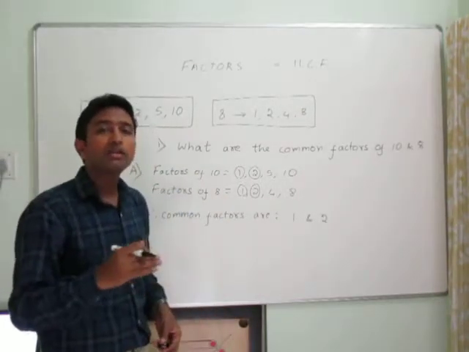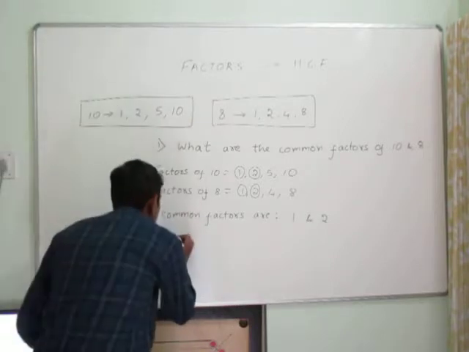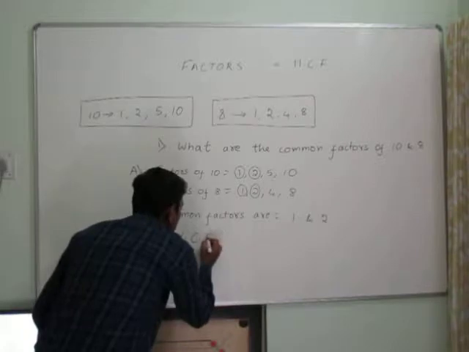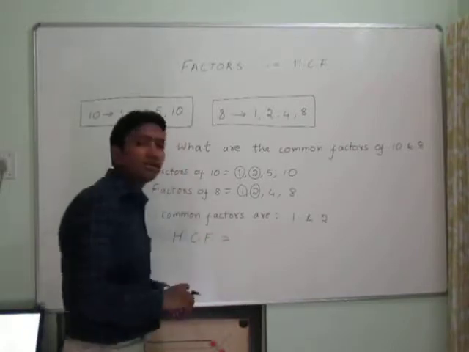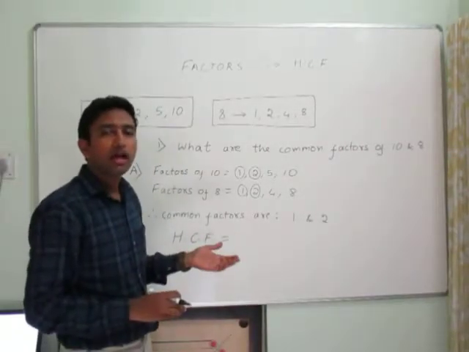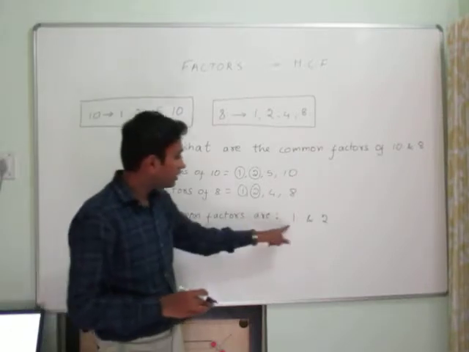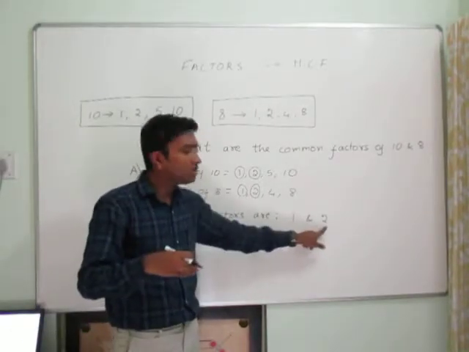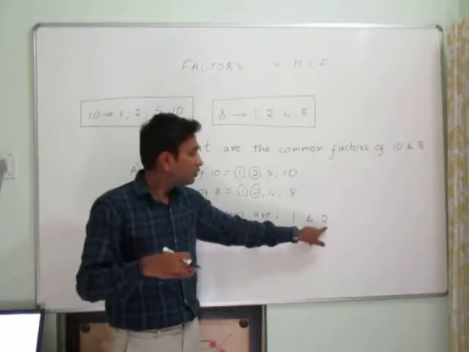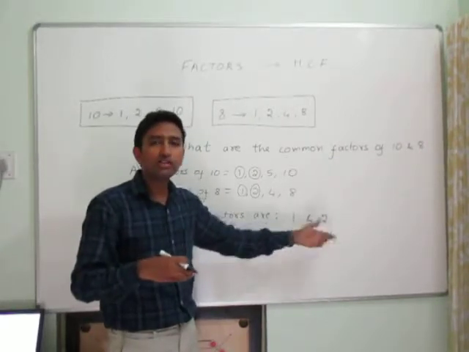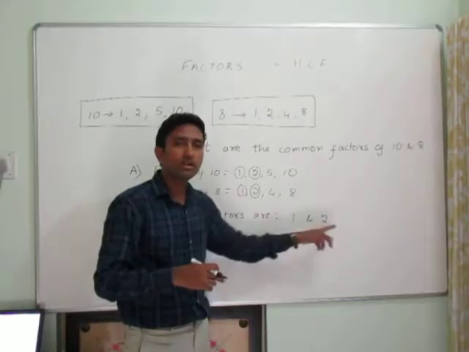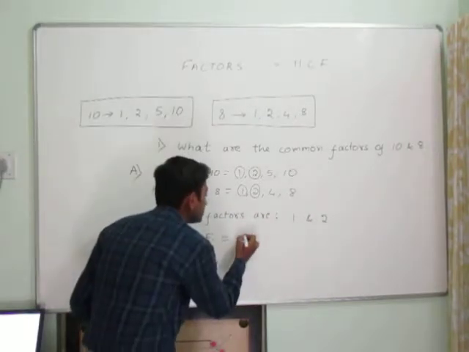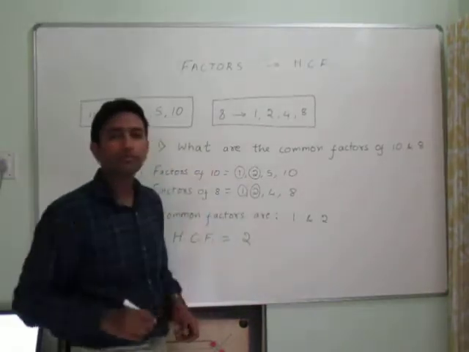Next, what is the highest common factor? Again, the name itself tells you what it is. Now you know these two are the common factors. Of these, which is the highest number? 2 is the highest number. So you have two common factors, 1 and 2, and the highest common factor is 2. That's it.